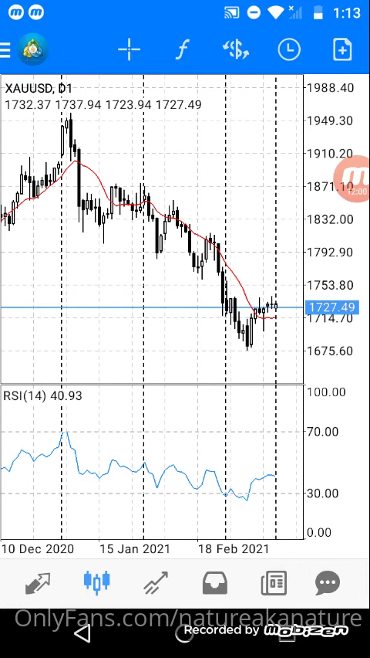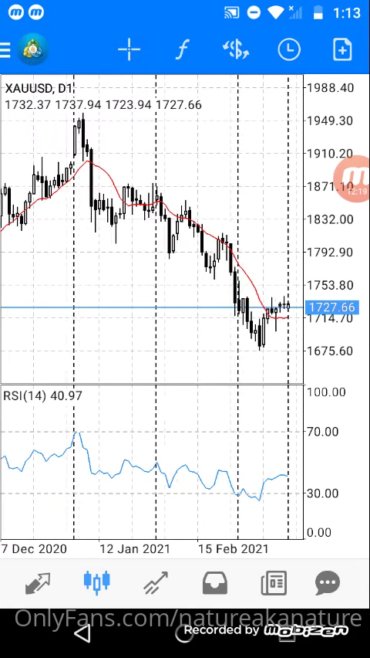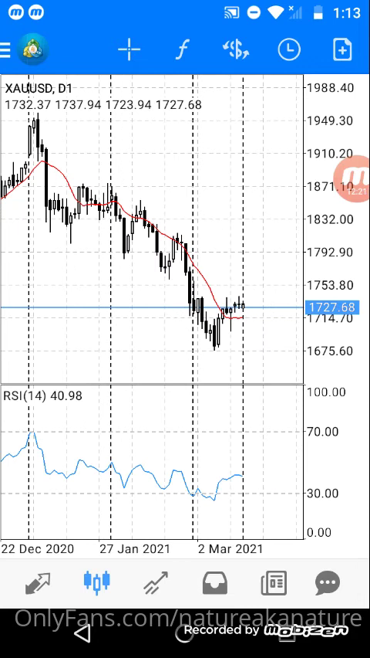Gold's one of the fastest pairs ever. It's like the fastest pair, and you make a lot of money in gold. So we're gonna be talking about gold a lot. That's my best pair that I trade. I made the most money I ever made with gold. I made like 7,000 before with gold.